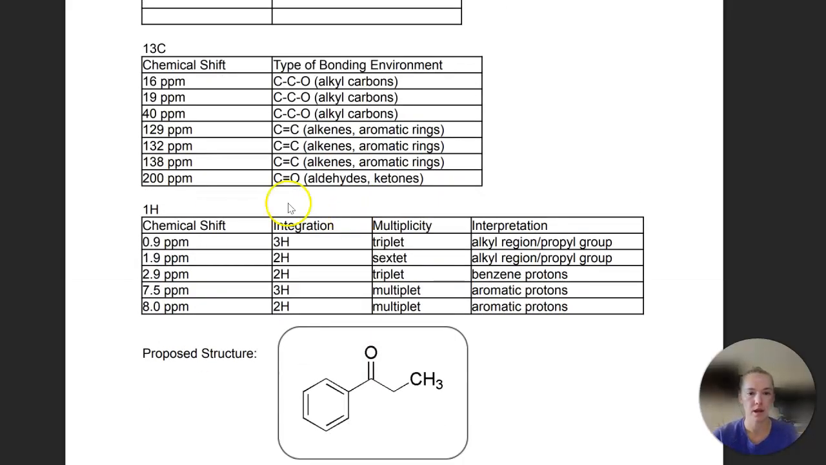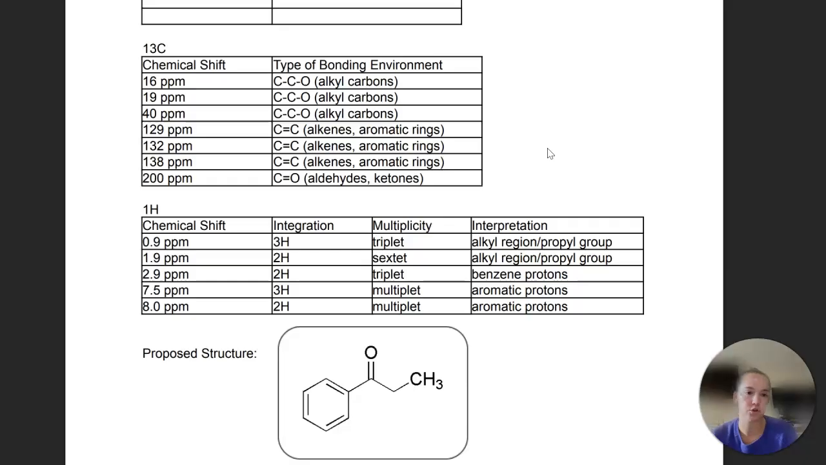All right. And then this last table, as I just mentioned, corresponds to the third graph. So we can see chemical shifts at 0.9, corresponding to 3 protons and a multiplicity of a triplet. And then a next chemical shift at 1.9 ppm with 2 protons and a multiplicity of a sextet. And these two are likely corresponding to a propyl group.